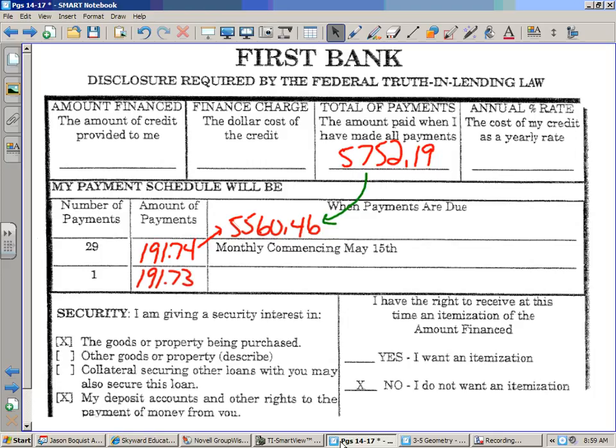And if you wanted to check, you could take that 29 times the 191.74 and add the 191.73, that last payment, and they would get the exact amount. They would get $5,752.19. Okay? So if you've put in amount financed, finance charge, and an APR over there, you got that all figured out? Okay.